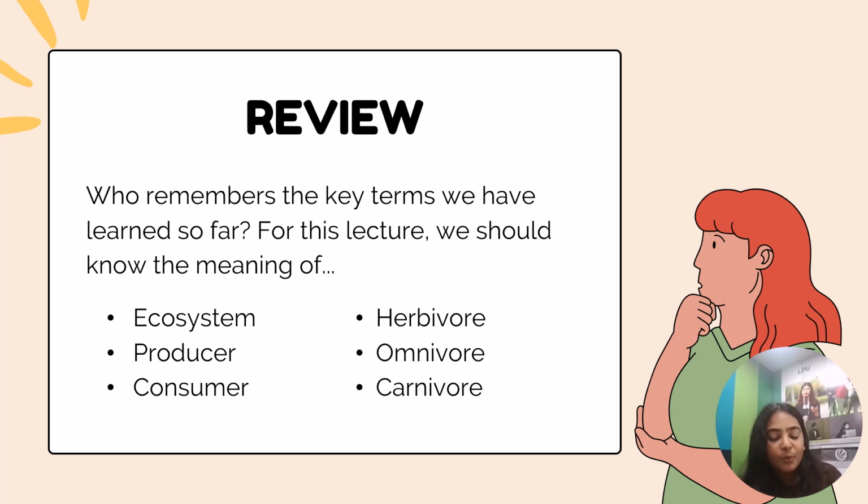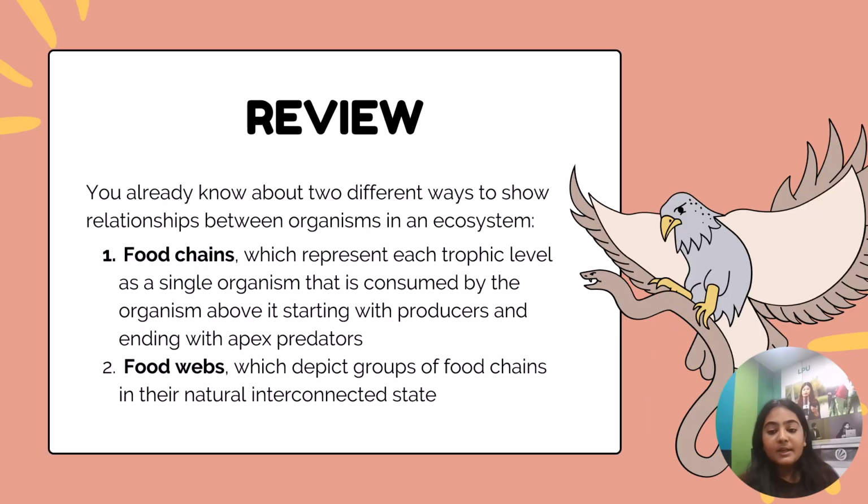Next we have omnivore. They are those organisms which depend upon green plants as well as animals for their nutritional need. The example for omnivore is human beings and wolf. Then we have carnivore. They are those organisms which depend upon other animals for their nutritional need. Next we have food chains and food web.